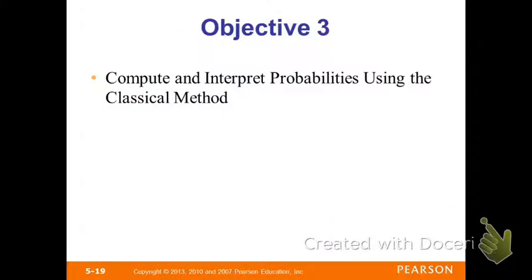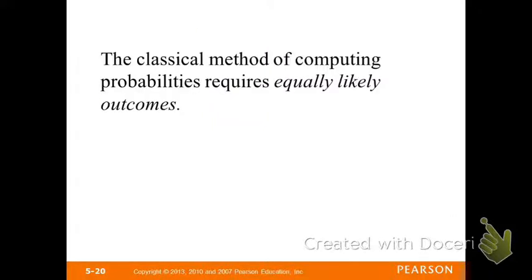All right, so objective number 3: compute and interpret probabilities using the classical method. Okay, and the classical method, this is our good old theoretical probabilities, right? We're not using experimental data. We're using theoretical data. The classical method is theoretical probability. The classical method of computing probabilities requires equally likely outcomes.